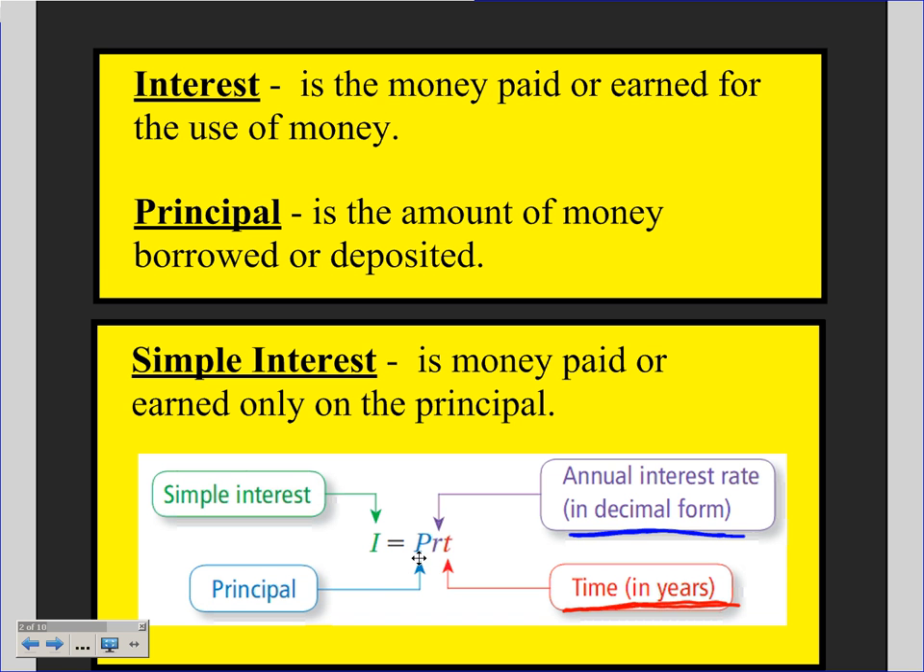Then you multiply P times R times T. The P stands for the principal. The R is the annual interest rate. We will generally get that in percent form, and we'll have to put it into decimal form. And then the T stands for time, which is generally figured in years. If you need more time to copy these words down, pause the recording and start it back up when you are ready.